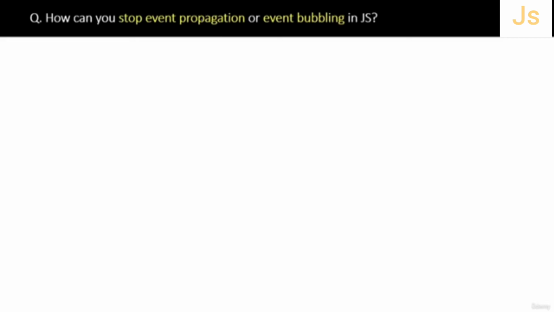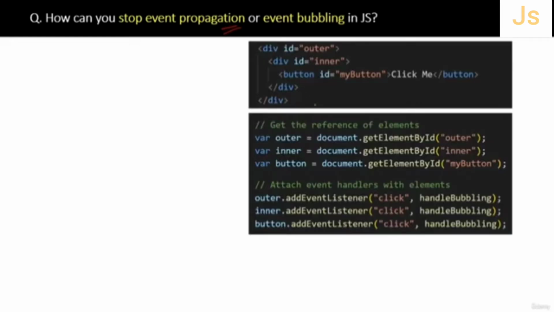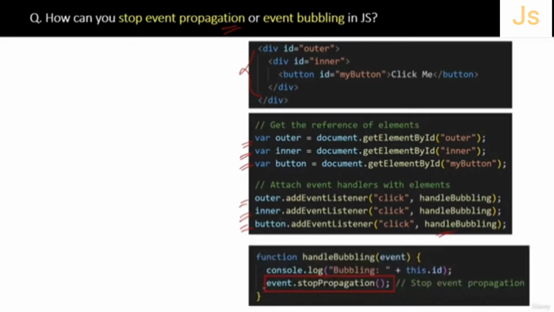How can you stop event propagation or event bubbling in JavaScript? For example, if we have this HTML with nested elements inside it, and then this JavaScript code which will automatically enable event bubbling for nested elements by default, right? Now suppose we do not want this behavior of event bubbling in our project or application.